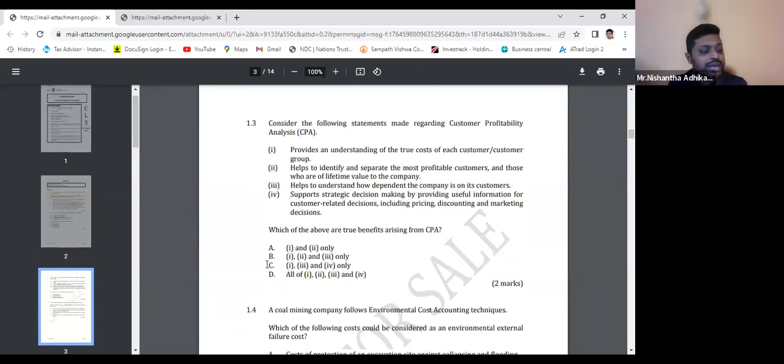It's relating to customer profitability analysis. Consider the following statements made regarding customer profitability analysis, right? In customer profitability analysis, we will see the relative profitability of each customer. There might be some situations where some customers are more profitable, but some are not profitable as such.